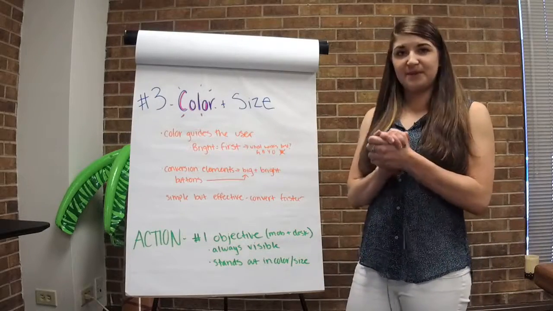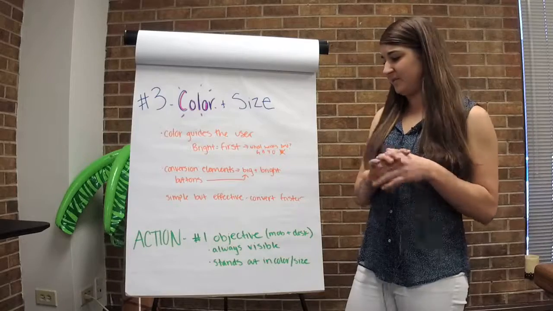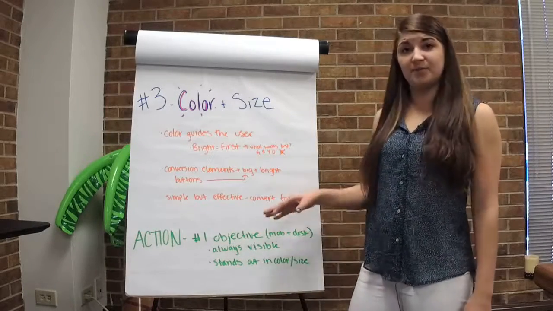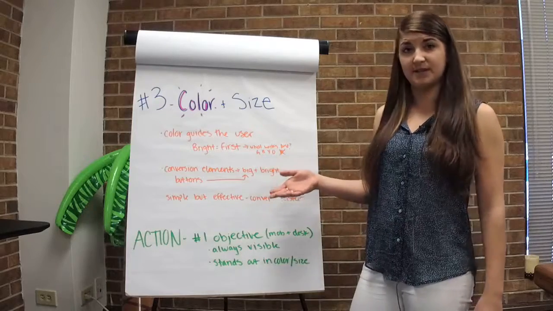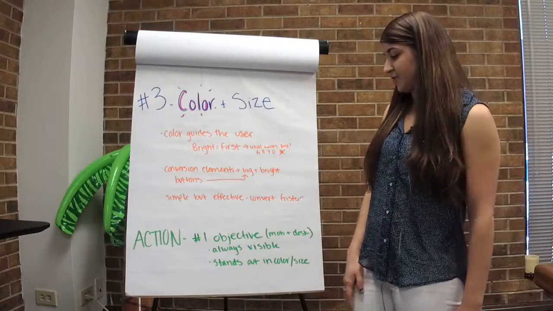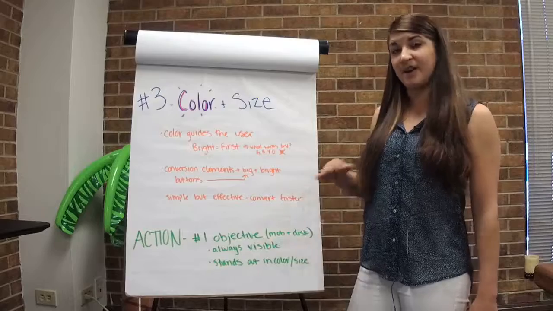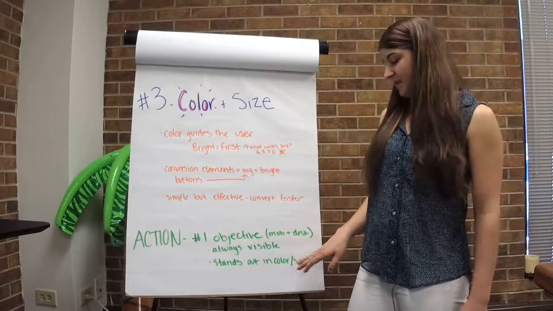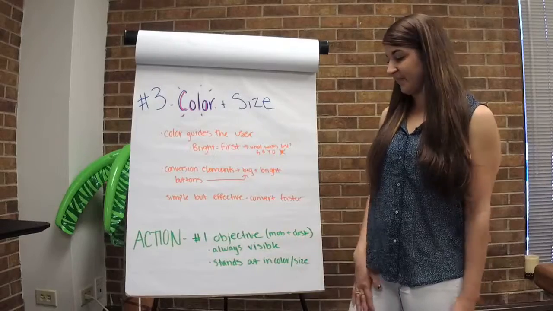So that about wraps it up as far as web design and conversion. A couple action items that you can do right away on your site is figure out your number one objectives. Might be different desktop or mobile, but make sure they are always visible, like we talked about, on every page, even when you're scrolling. And make sure they're standing out in size and color.